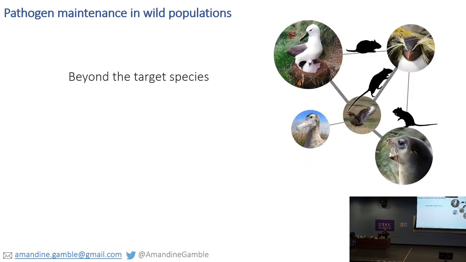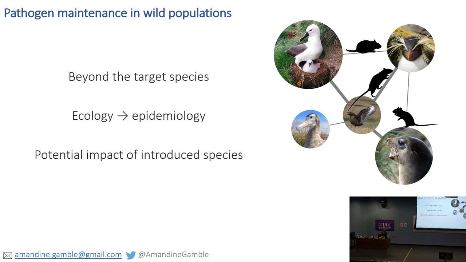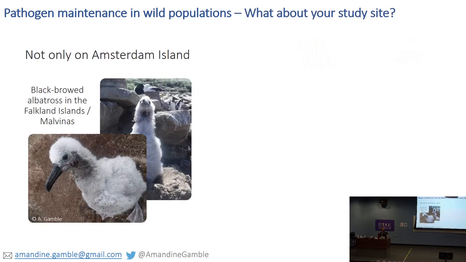So in conclusion, it's important when you look at infectious disease to go beyond the target species, so not only the albatrosses, but also the other players in the system, to understand the ecology of your system, to be able to better understand the epidemiology, to consider the potential impact of introduced species beyond predation, because that can help us then to identify sustainable solutions against infectious disease.